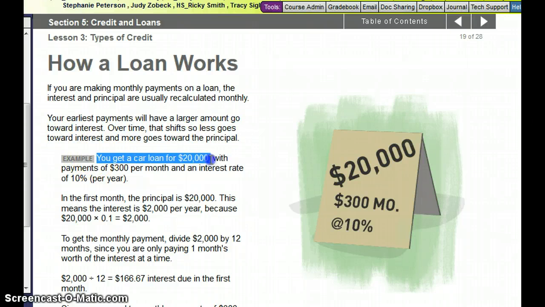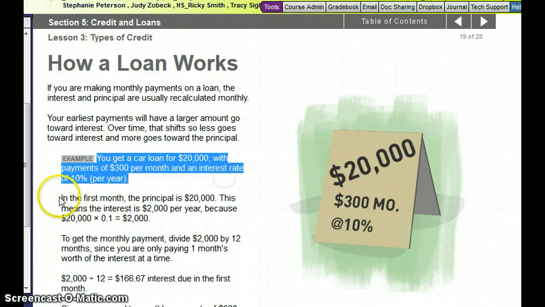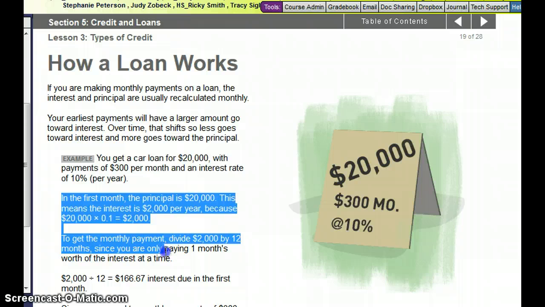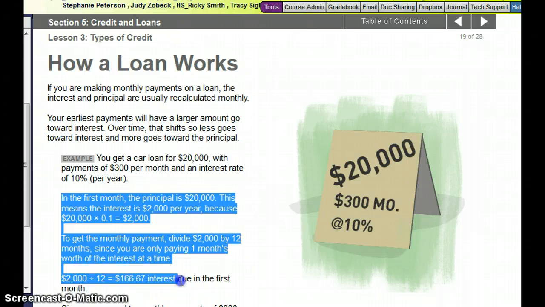You get a car loan for $20,000 with payments of $300 per month and an interest rate of 10%. In the first month, the principal is $20,000. This means the interest is $2,000 per year because 20,000 times 0.10, or 10%, equals 2,000. To get the monthly amount, divide 2,000 by 12, and since you're only paying one month's worth of interest at a time, your interest is $166.67 due in the first month.